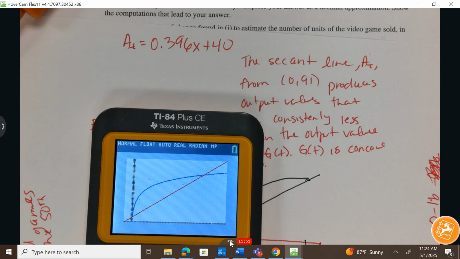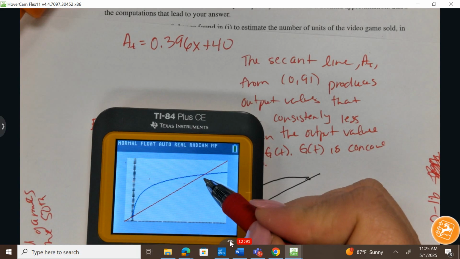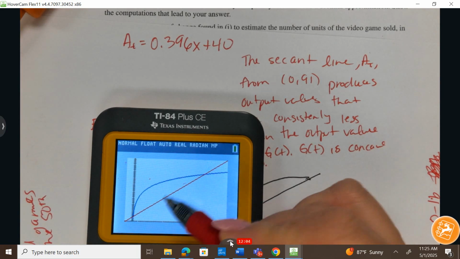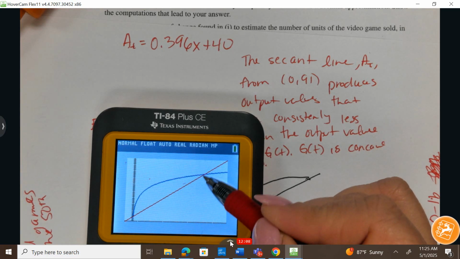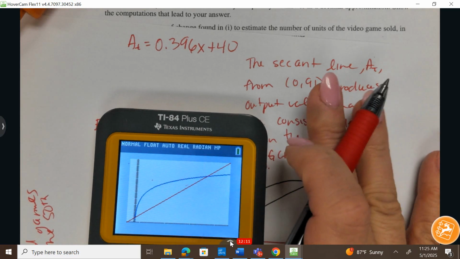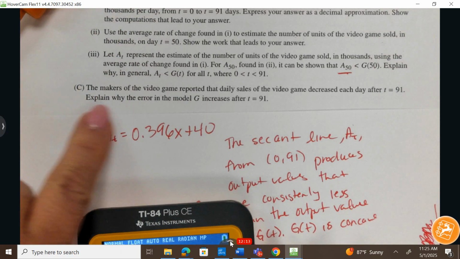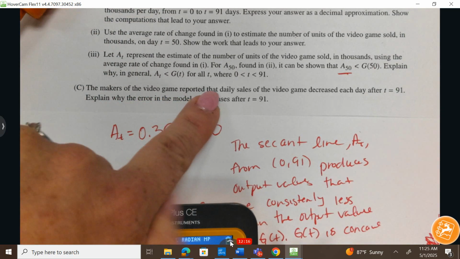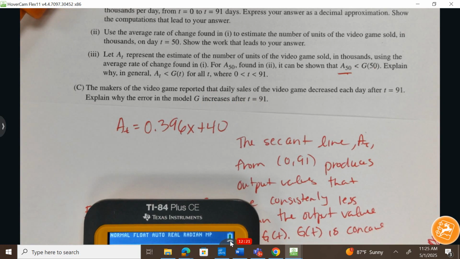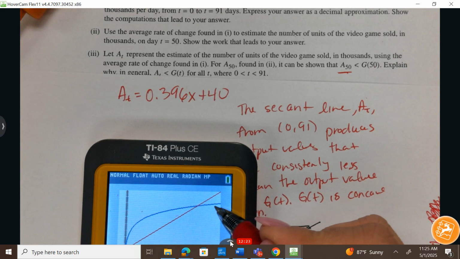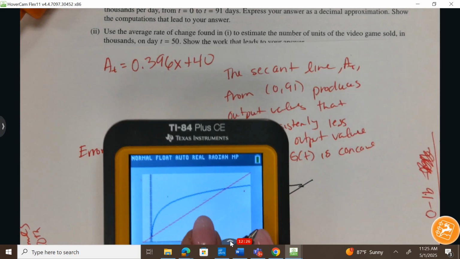And so here we can see that the predicted value of g of x is increasing. So if we look after 91, this is still increasing. It's increasing at a slow rate. So the model shows that after t equals 91, it continues to increase at a slow rate. But the video game makers reported that the daily sales actually decrease after 91. So that's where we have a discrepancy between what the model produces and what's actually happening.